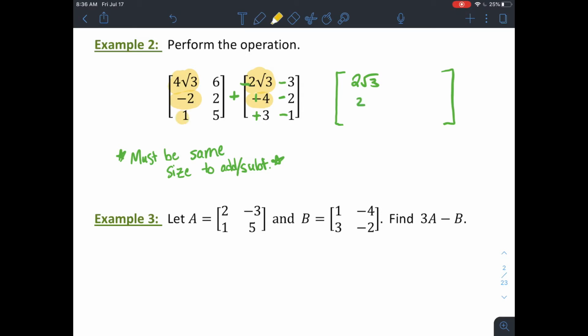So -2 plus 4 gives me 2. 1 plus 3 is going to give me 4. And then in my second column, number 2 there, I get 3, 0, and 4.